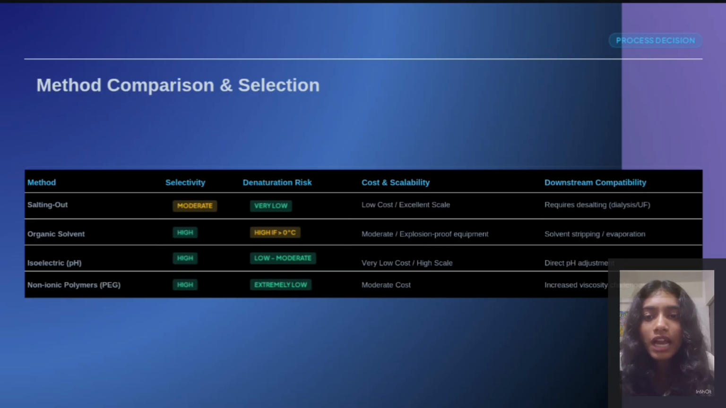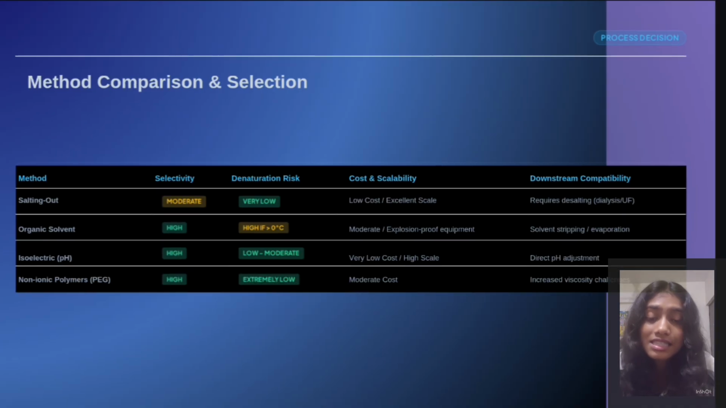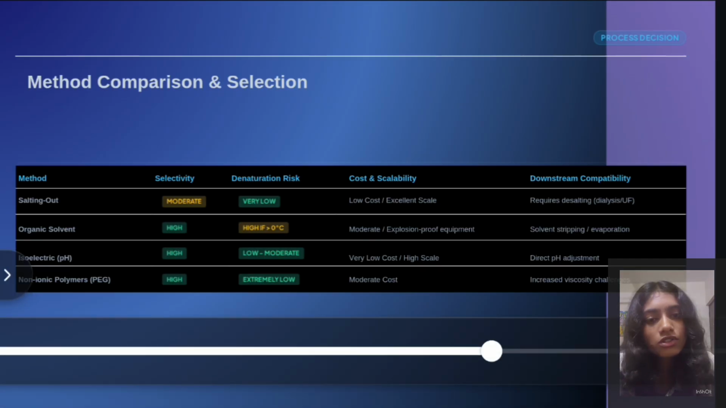Organic solvents offer moderate selectivity but carry denaturation risk and require explosion-proof equipment. And isoelectric precipitation is extremely low cost and easily scalable via simple pH adjustment. PEG offers gentle recovery but can create high viscosity challenges downstream. To conclude, precipitation is an indispensable bridge in downstream processing, converting huge diluted fermentation broth into manageable concentrated products ready for fine chromatography.